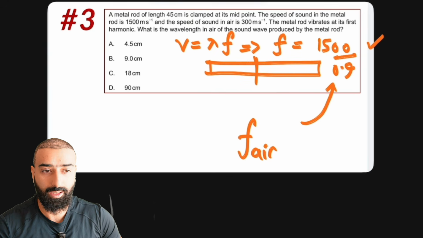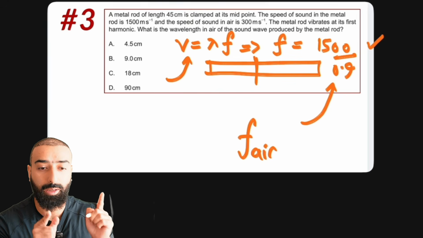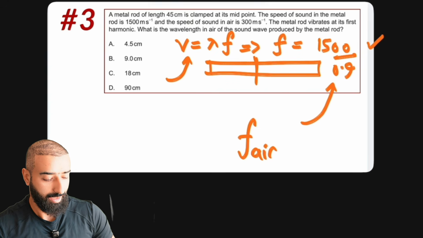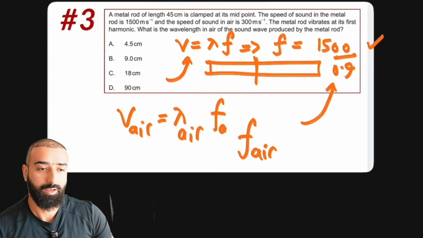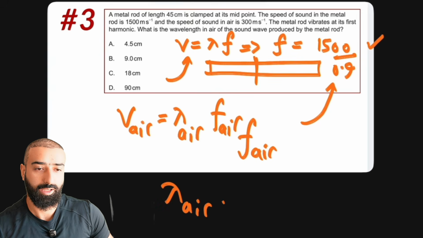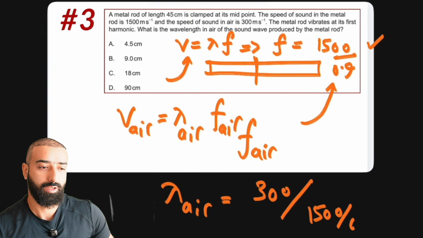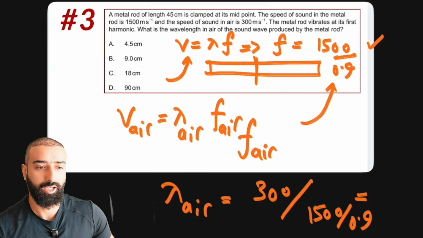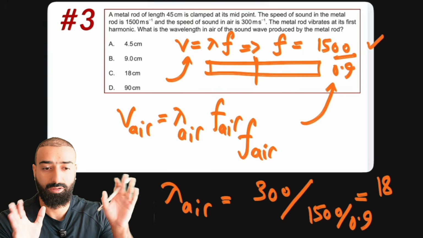How would we find the wavelength of the sound in air? We'll use this equation once again, but apply it to air. So v is the speed of air. v air equals lambda in air times f in air. Okay, so lambda in air would be the speed of sound in air, which is 300, over the frequency, which is 1500 divided by 0.9, which turns out to be 18 centimeters. That's all for the third problem.